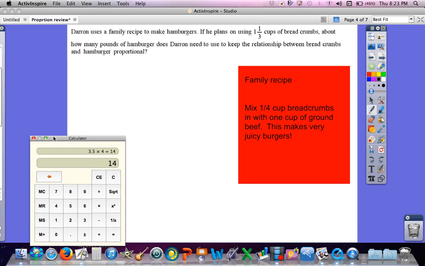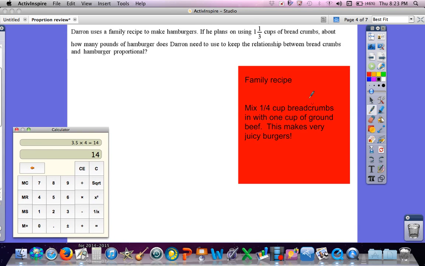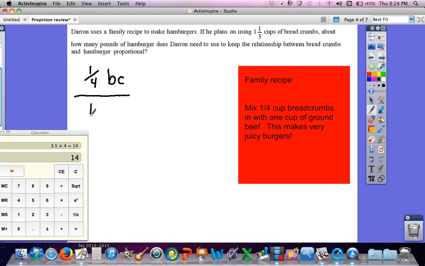We can also use proportions in problems involving recipes. Darren uses a family recipe to make hamburgers. He plans on using 1 1/3 cups of breadcrumbs. About how many pounds of hamburger does Darren need to keep the relationship between breadcrumbs and hamburger proportional? So we look over here, Darren got his secret family recipe from his grandmother, and she said mix 1/4 cup of breadcrumbs, I'm just going to use BC for breadcrumbs, with 1 pound of ground beef.